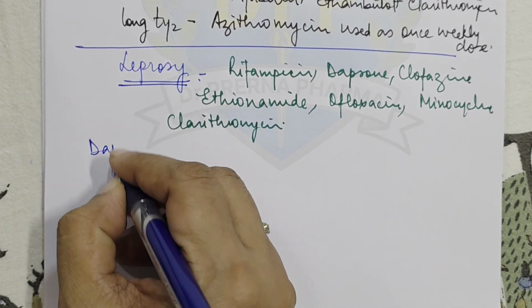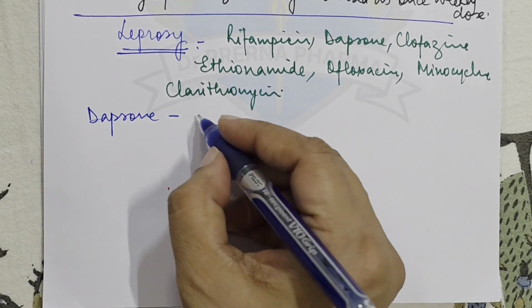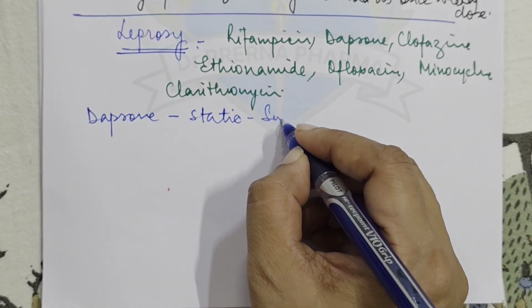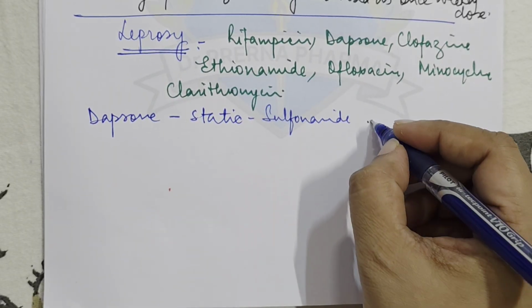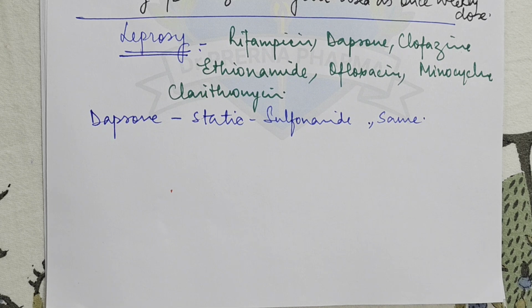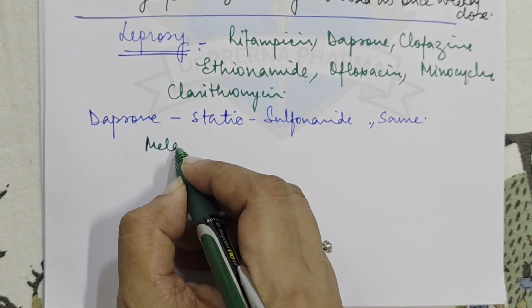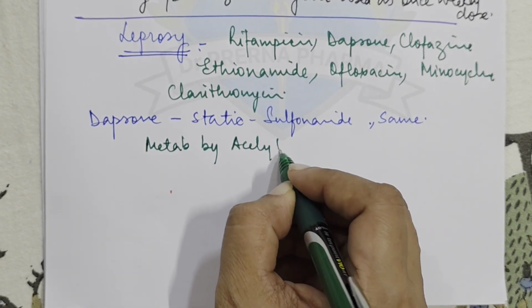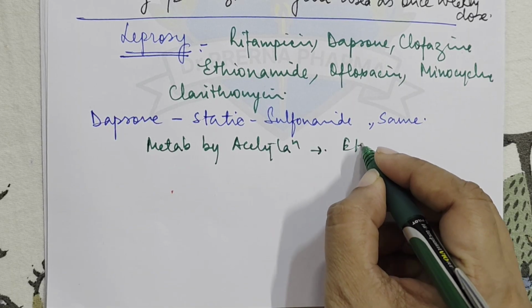Now let's see the drug dapsone. Now what is dapsone? Dapsone is basically a static drug. It is related to sulfonamides. It belongs to the sulfonamide group and has the same mechanism of action, that is, it inhibits the formation of folic acid. Now the second thing, it is metabolized by acetylation, just like sulfonamides are metabolized, right? And it undergoes enterohepatic circulation.